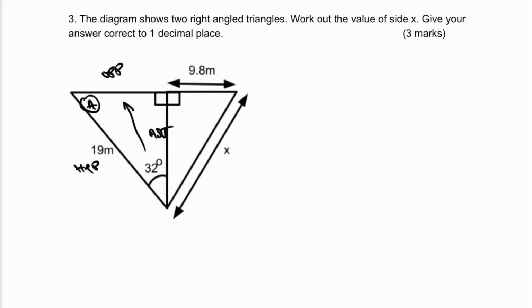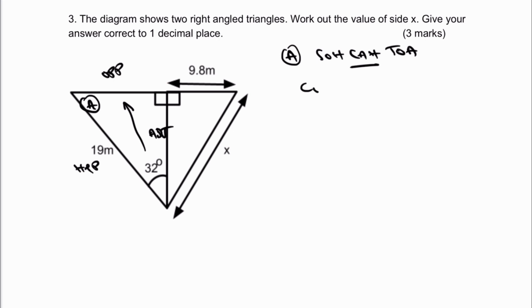So all I'm doing is just concentrating on triangle A. So again, I'm going to write out my ratios. SohCahToa. Okay, and the one I'm going to choose in this particular case is the cosine. Now the reason I'm going to do that is because I'm looking for the adjacent. I know the hypotenuse is 19. I also know the angle is 32 degrees, so therefore I can work out the cosine of it.